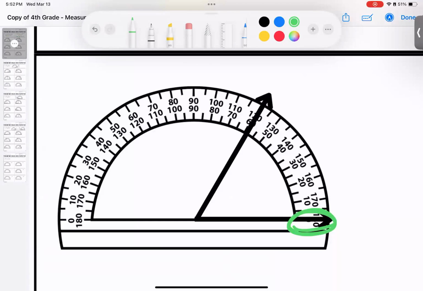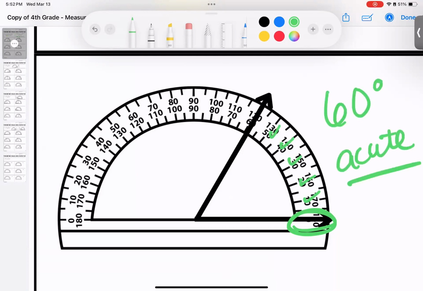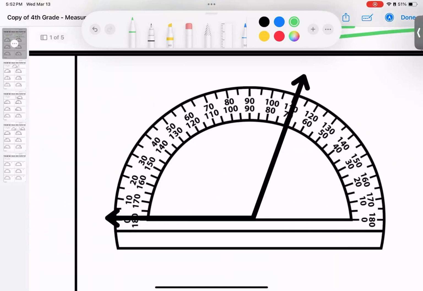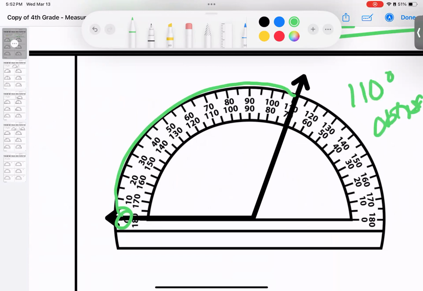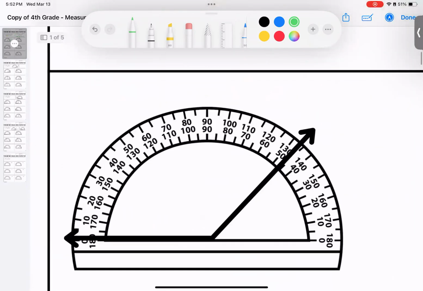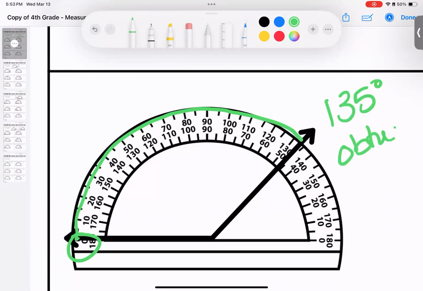This goes up one past. We have 10, 20, 30, 40, 50. This is 60 degrees. It is an acute angle. Over here, here's my zero following my numbers. 110 degrees. This is obtuse. This is obtuse. Here's my zero following my numbers. We're about 135 degrees. This is obtuse.